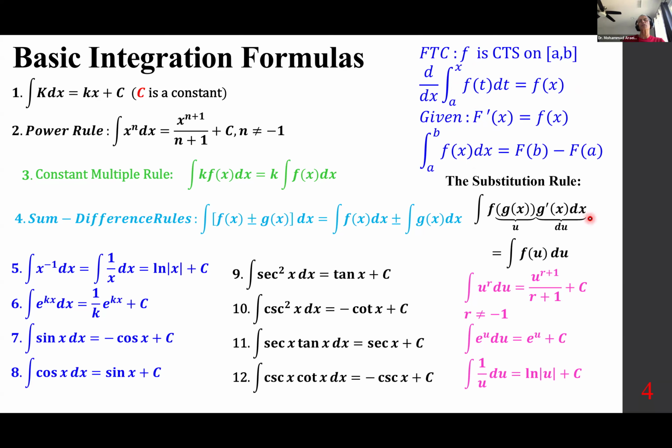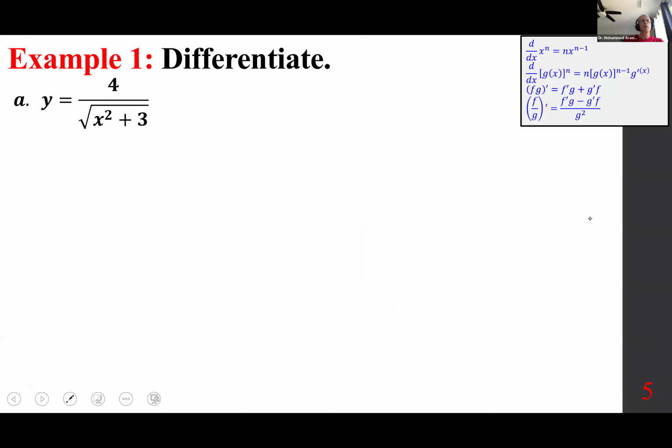Substitution rule, which is the reverse process of the chain rule. And now we're going to differentiate this. And by the way, you have all of this given to you. All you have to do is pay attention so everything comes back to you. So first, this one is to the power of 1/2. Bring it up, make it negative 1/2, and therefore get it ready for the power rule.